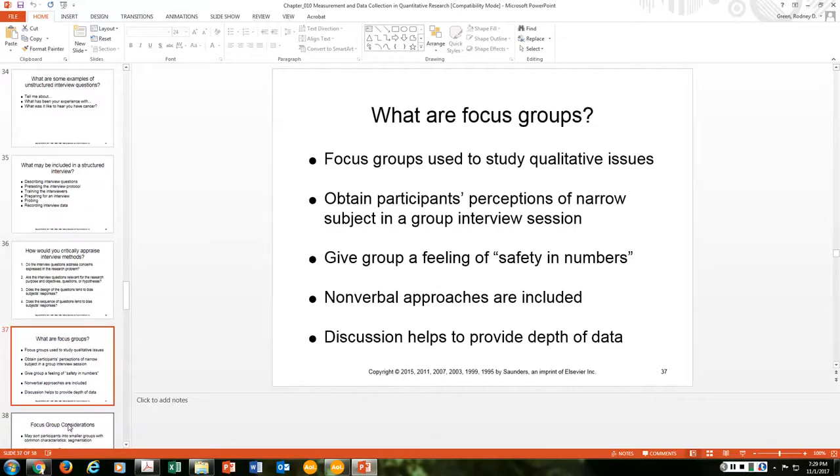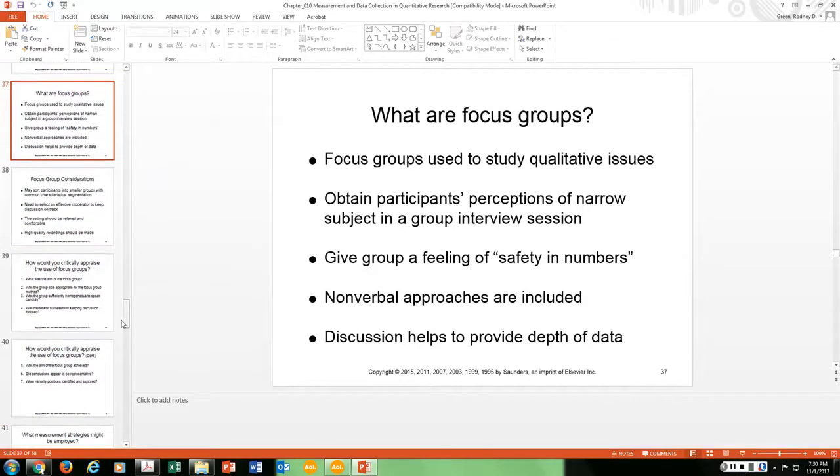So in qualitative research, sometimes they use focus groups. So for example, a focus group on women who have breast cancer who are being followed by a case manager, right? The focus group of women who are being followed by a case manager could be used to study qualitative issues. And the purpose is to obtain the participants' perceptions of a narrow subject in a group interview session.